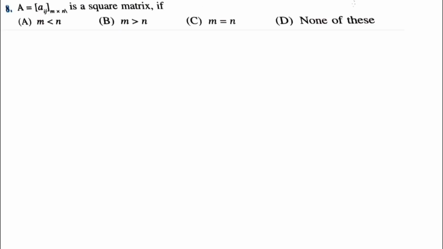See this 8th question. What they are asking in this question. Aij is a matrix of order m by n, is a square matrix. They are saying it is a square matrix. What do you know about square matrix? The definition of square matrix: a matrix is said to be square matrix if number of rows equal to number of columns. So what is the right option here? If m value is same as n, then we can say that it is a square matrix. Very simple. So third option is the right option for this.